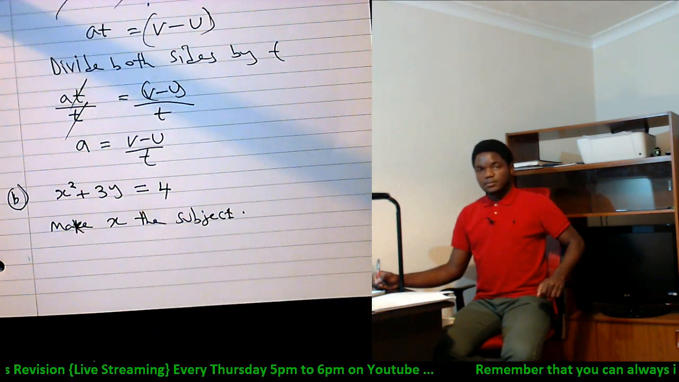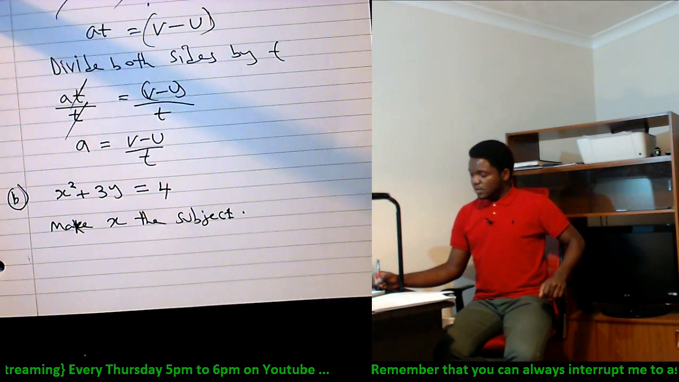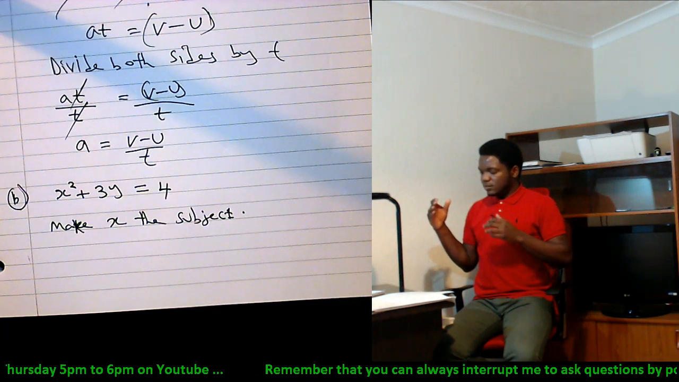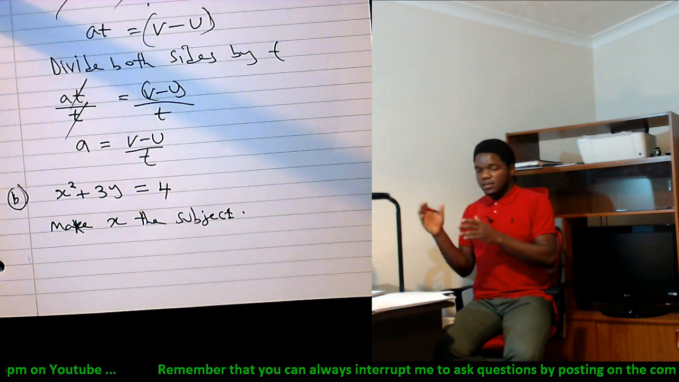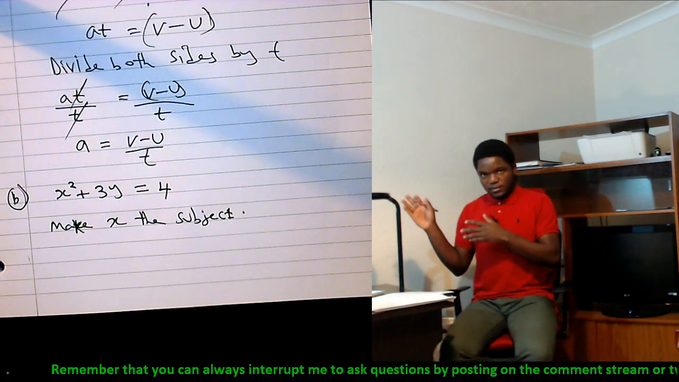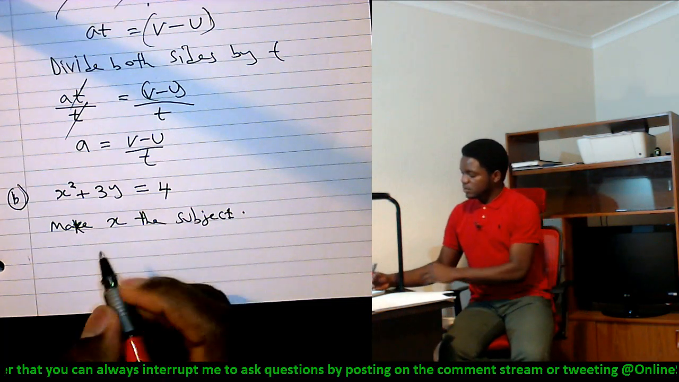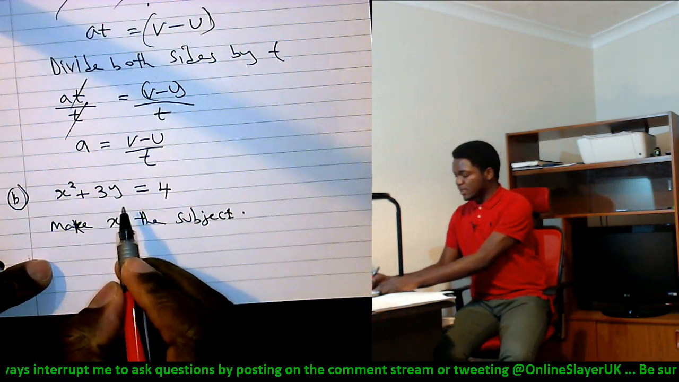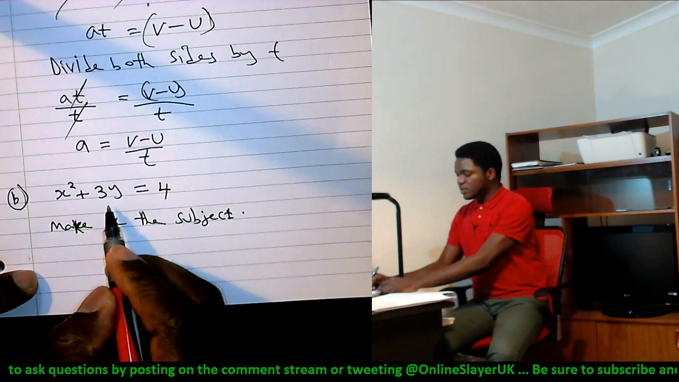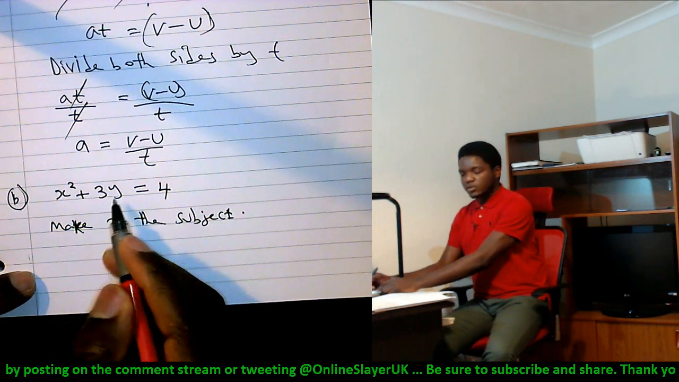Of this formula, what do you need to do? Take away everything that has to do with x and leave x alone. So the first thing is to take away the loose terms, and this is the loose term here. So you subtract 3y from both sides.